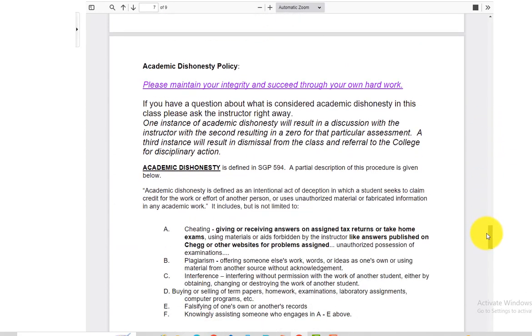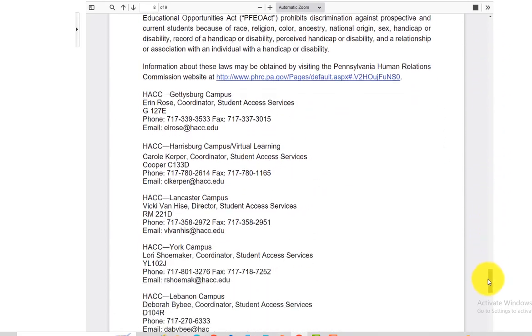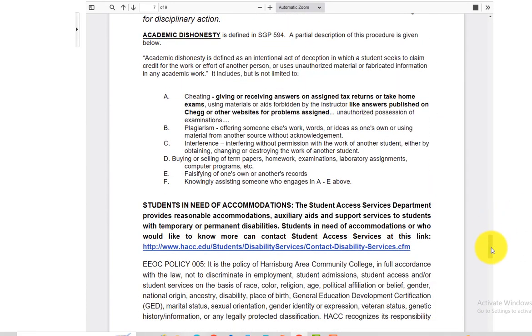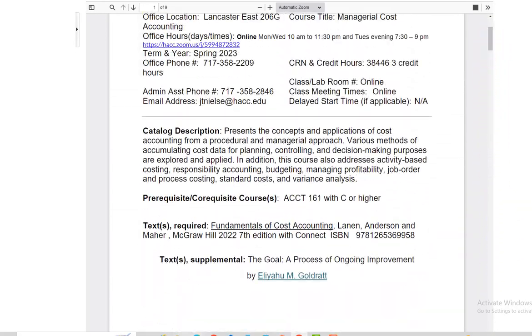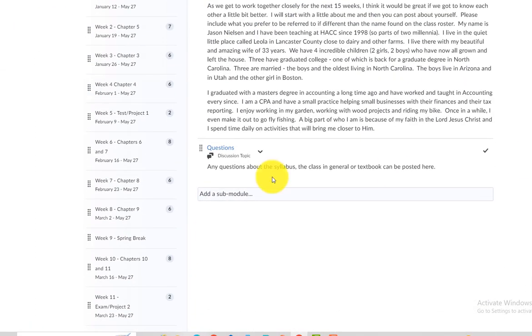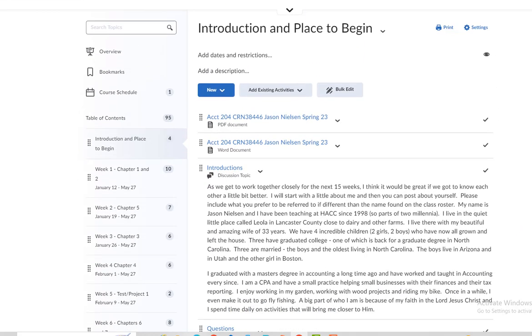So the rest of this is other policies. Please do your own work. Do your own work on the tests. Your homework you can do as many times as you need to, so there's no reason to utilize anybody else's work. And then if you have any need for accommodations, there are links and information about how to go about that. So that's our syllabus. If you have any questions, there is a discussion just for those kind of questions right there in the first introduction and place to begin learning module.